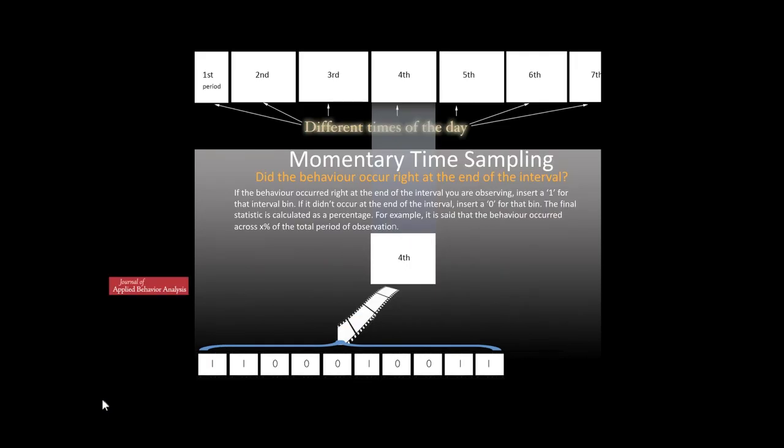In momentary time sampling, the question is answered, did the behavior occur right at the end of the interval? If the behavior occurred right at the end of the interval you're observing, insert a 1 for that interval bin. If it didn't occur at the end of the interval, insert a 0 for that bin. The final statistic is calculated as a percentage. For example, it is said that the behavior occurred across so many percent of the total period of observation.